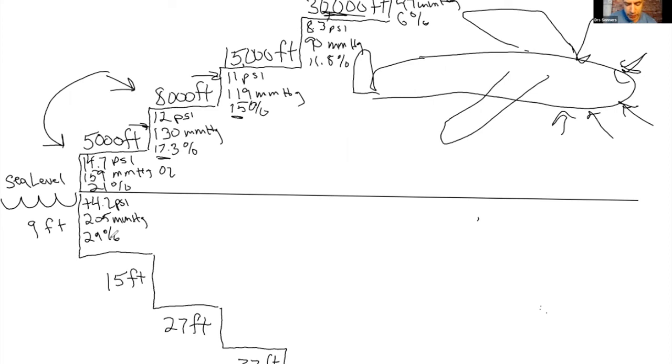As we keep going down, if we went to 15 feet, it would be a positive 7.5 PSI, again adding to that 14.7. We would be basically around 241 millimeters of mercury, which is going to end up being about 52% more oxygen available. At 27 feet below, we're looking at 12 PSI additional, which is about 290 millimeters of mercury. And it's about, what does that end up being?